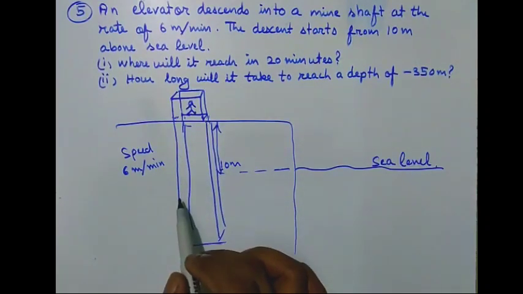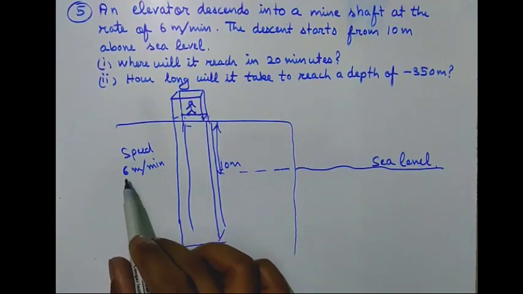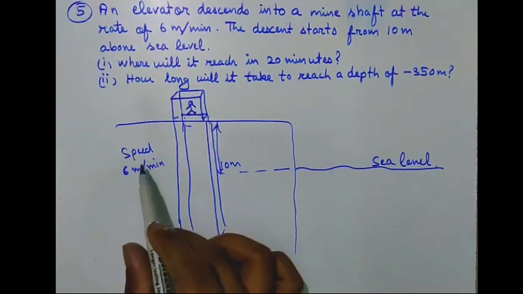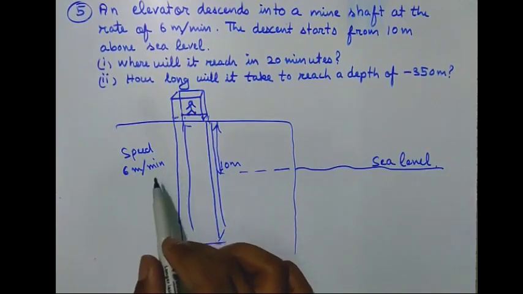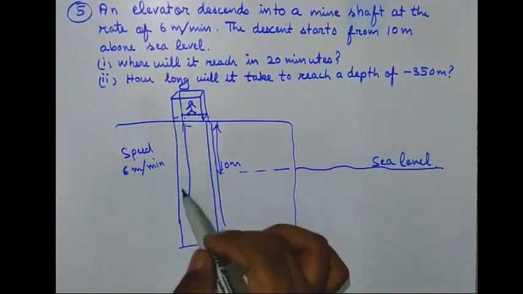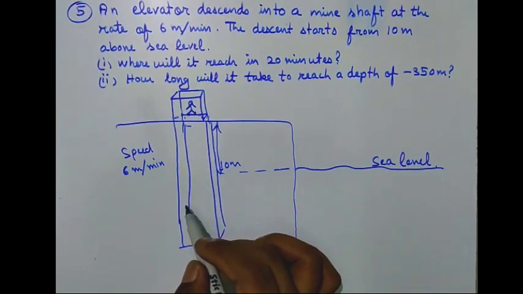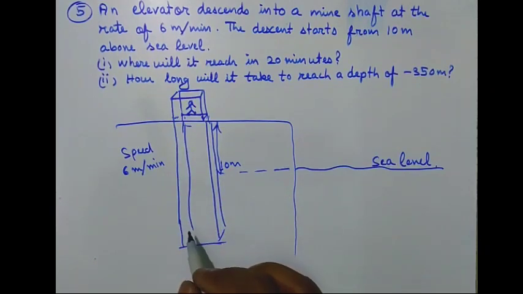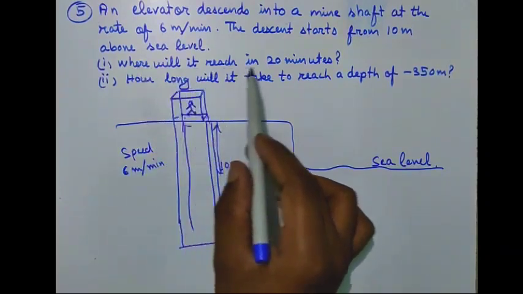The time is given as 20 minutes. So in 1 minute, we know it goes 6 meters. Simply applying the formula of speed, distance and time, we'll get the distance, or you can say the depth, it will go in 1 minute, in the total distance that it will travel down. So distance will be what? Speed into time. So easily we can find the first part of the question.